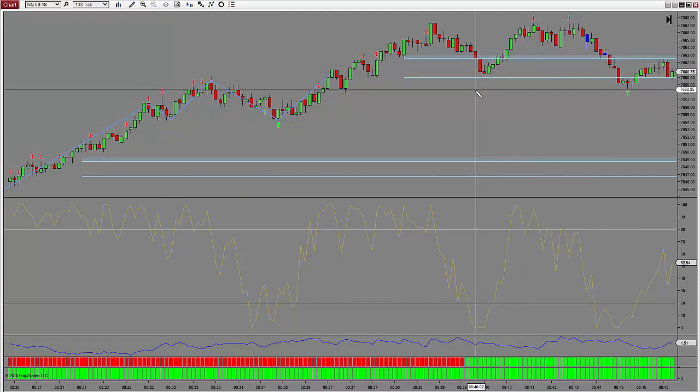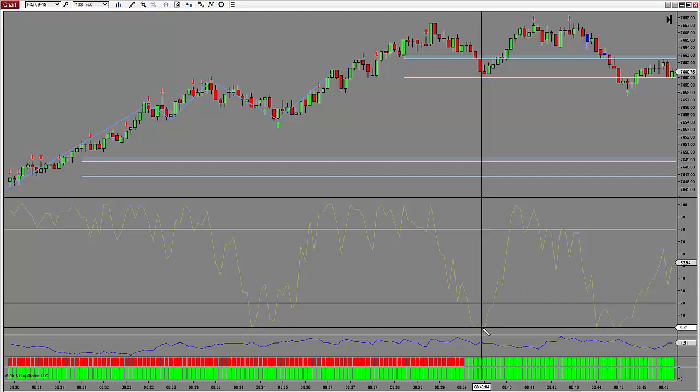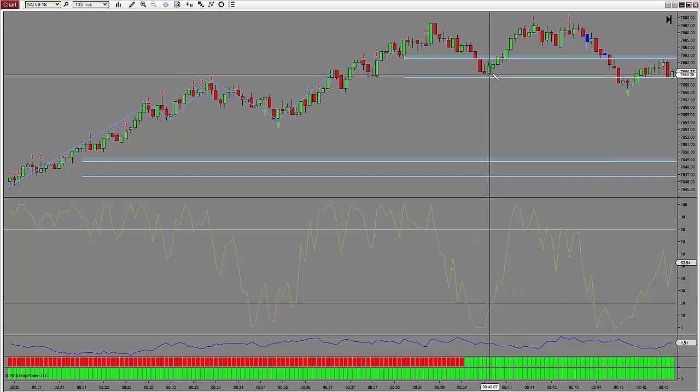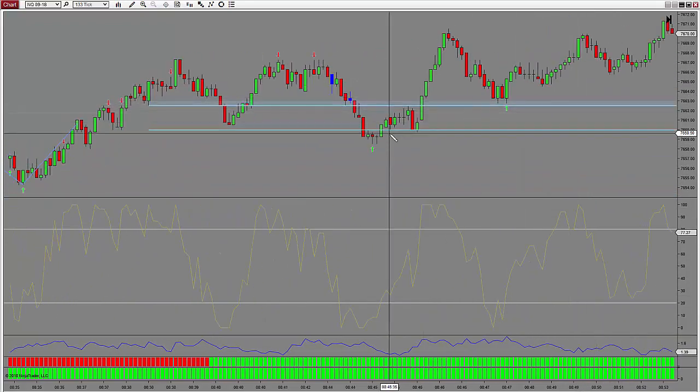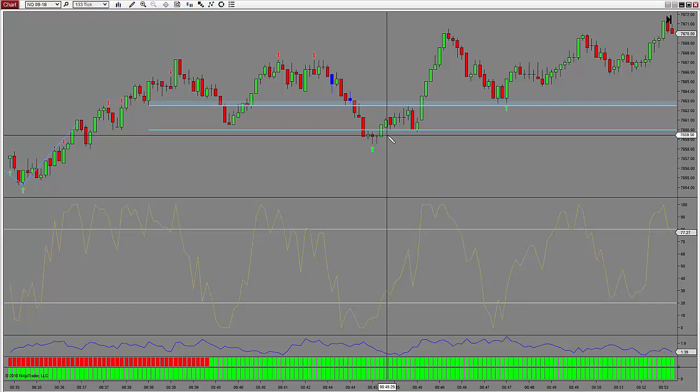I could wait for stochastic to become oversold, which is right here, take a trade, didn't work out, then I could take another one here. And then this one works out. Make sense? Simple in concept, but again, you have to build rules around it so you can test it and do the same thing over and over.